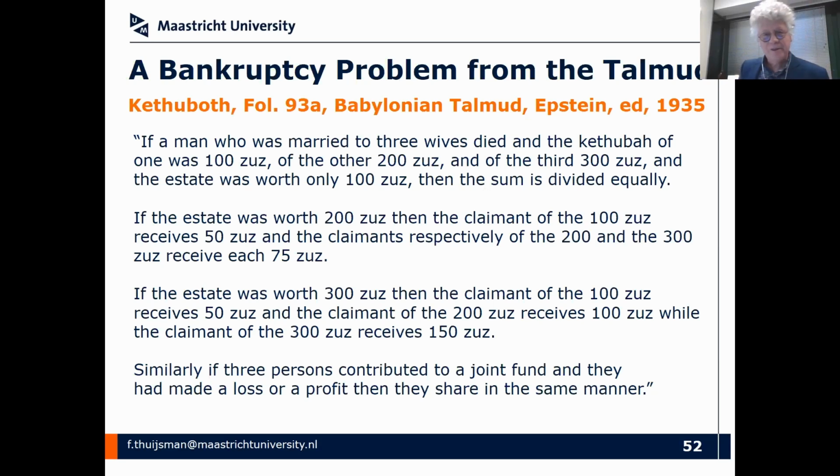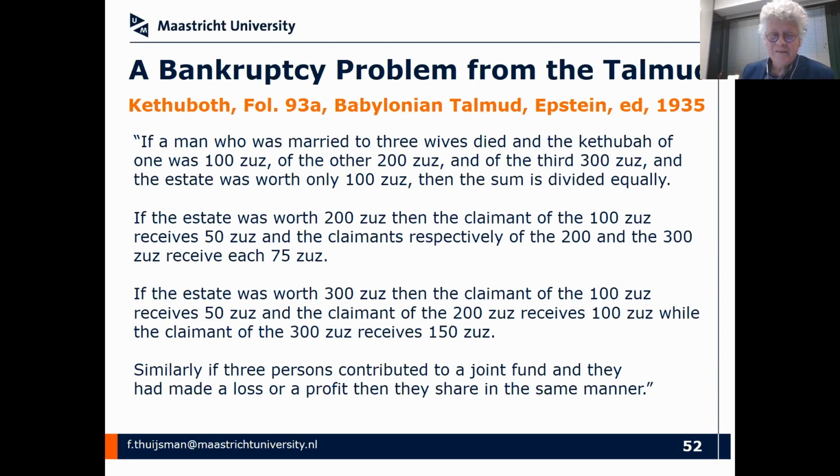So it's a very useful book, this Talmud. So here's the story in an English translation from 1935. If a man who was married to 3 wives died, and the claim of one woman is 100,000 euro, the second woman wants 200,000 euro, and the third one wants 300,000 euro, but the bank account only shows 100,000 euro, then the sum is divided equally. All women are getting exactly the same amount, 33 and a third.